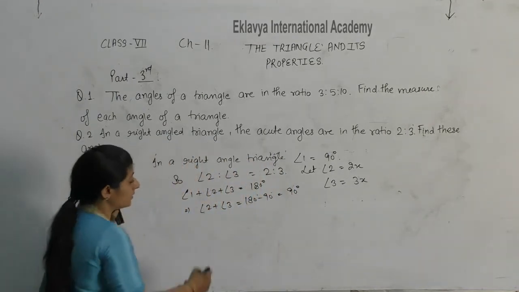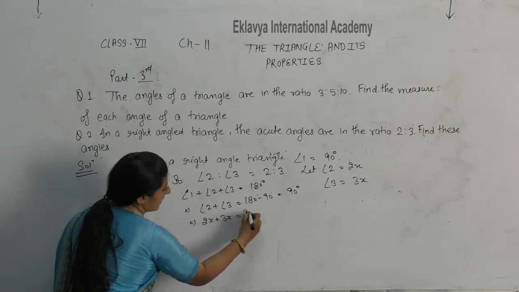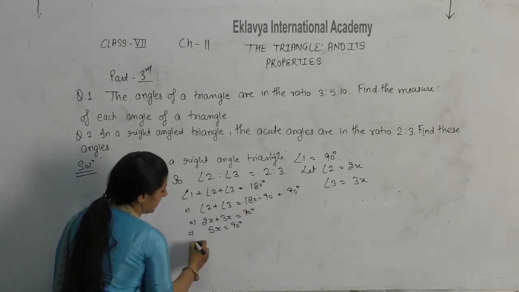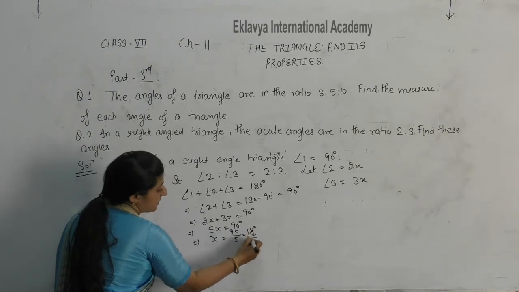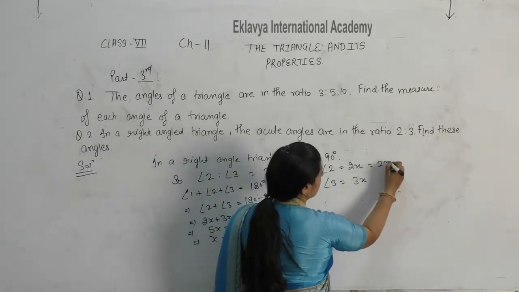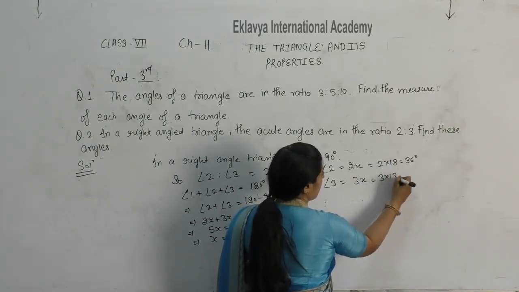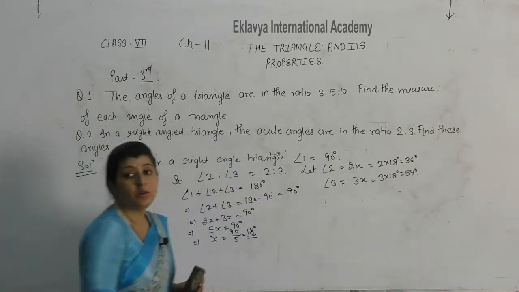Now put the value. 2x plus 3x is equal to 90 degree. 5x is equal to 90 degree. x is equal to 90 by 5, that becomes 18 degree. It means angle 2 becomes 2 multiplied by 18, which is equal to 36 degree. 3 multiplied by 18 means 54 degree.